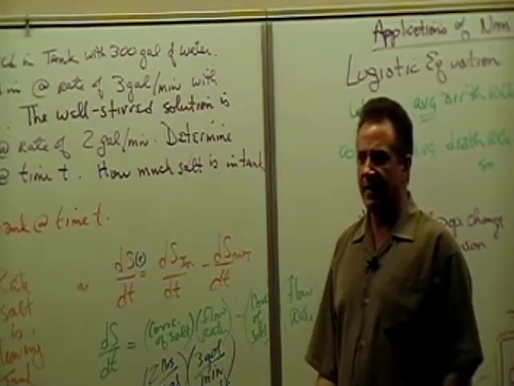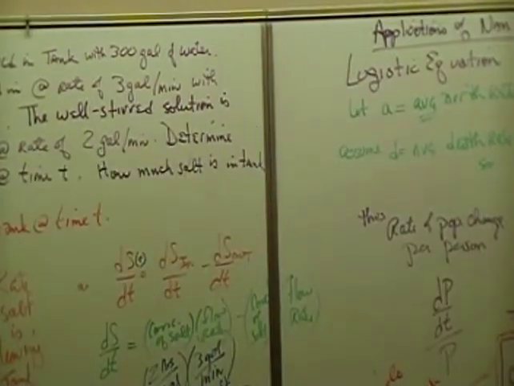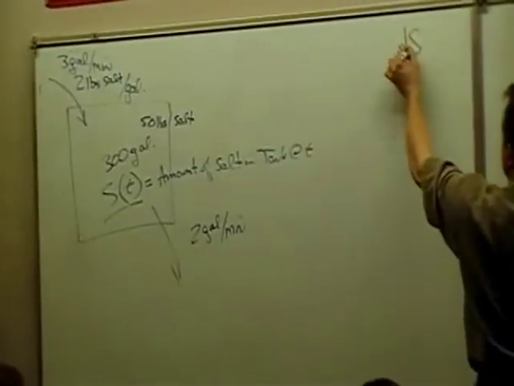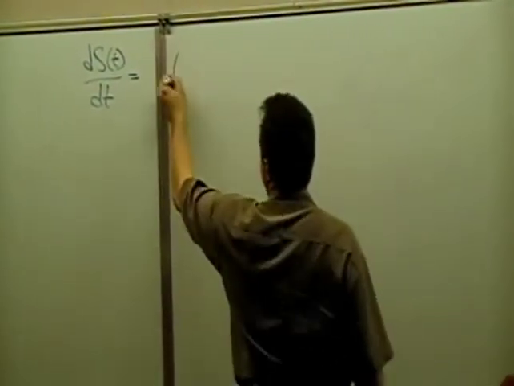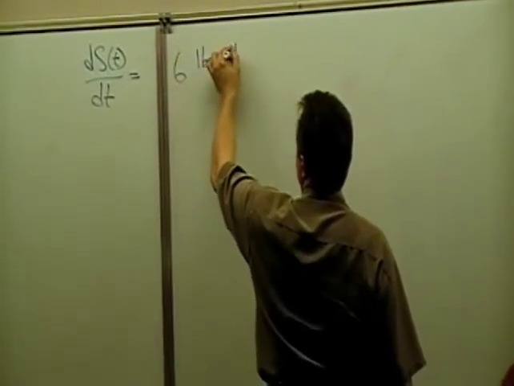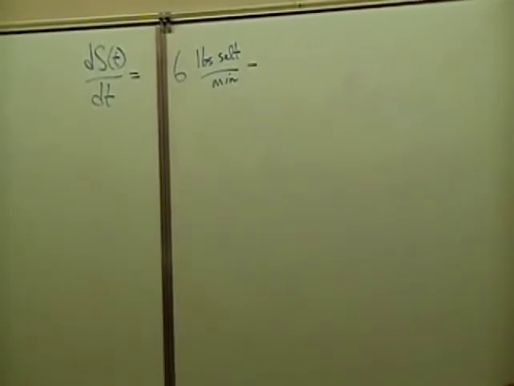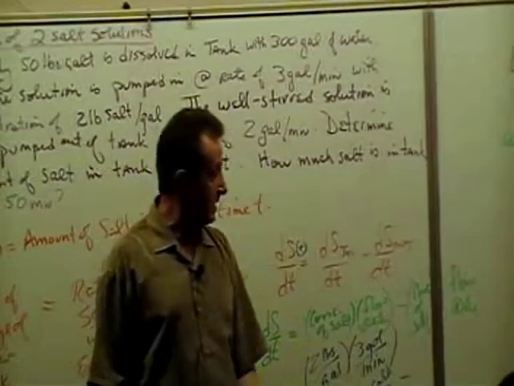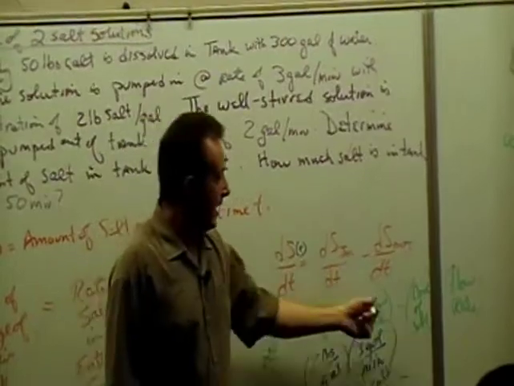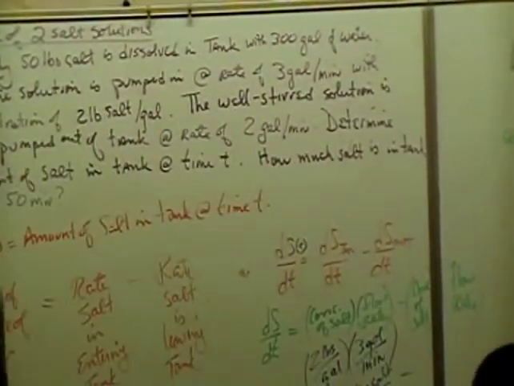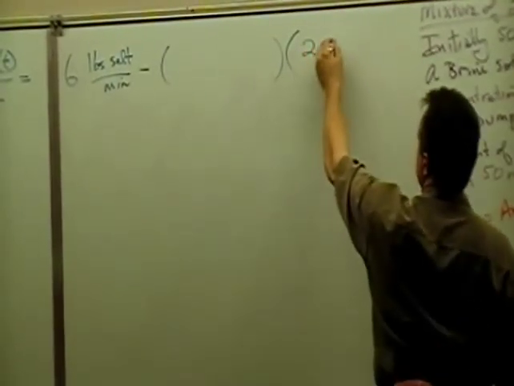Does everybody follow that? Now we have to do it for the salt leaving. So let me write this differential equation over here because I have obviously more room. The rate of change of the salt in the tank with respect to time is equal to, in our first case, 6 pounds of salt per minute, minus the rate of change of salt coming out of the tank. And that, again, is the concentration of that salt, which we weren't given, times the flow rate, which we were given. So this would be the concentration times the flow rate, and our flow rate is 2 gallons per minute.